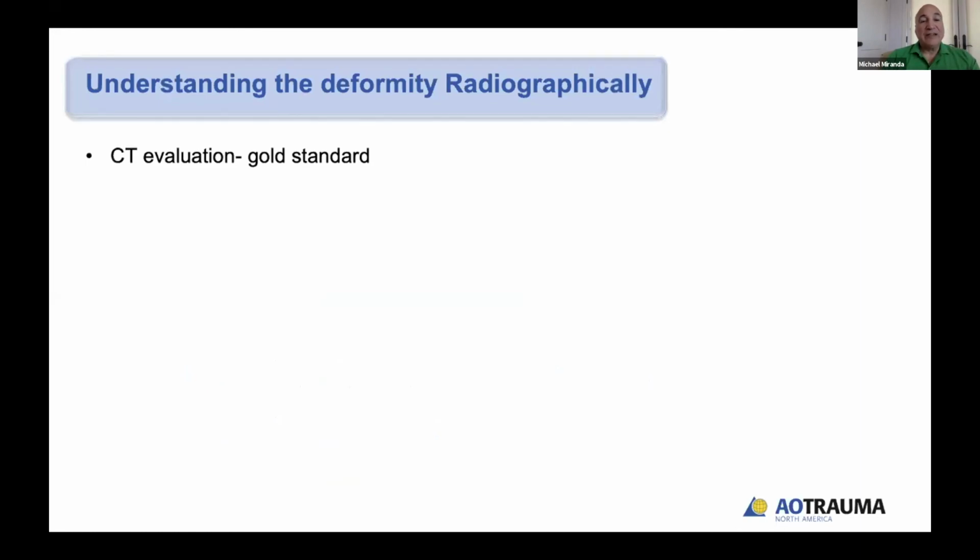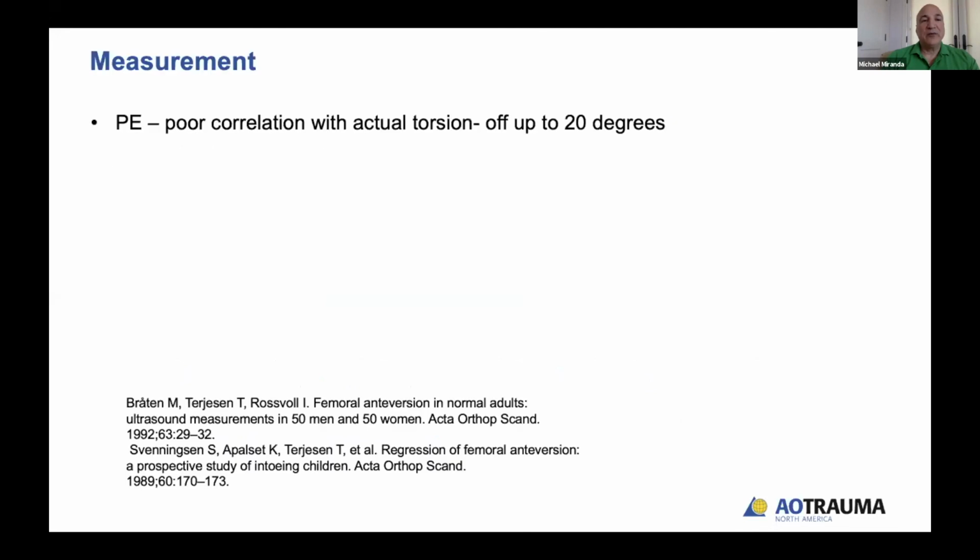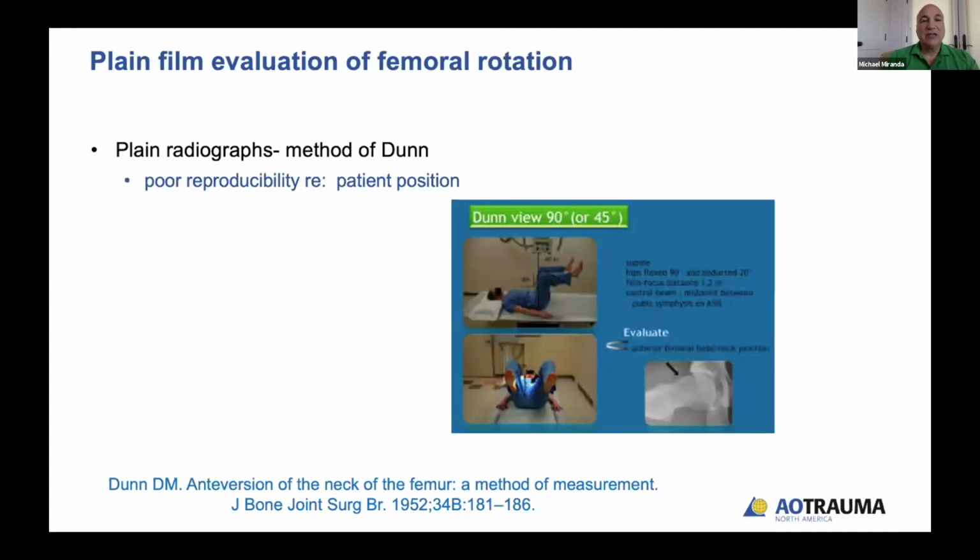So radiographic evaluation: CT is the gold standard. How did we get there? Well, we know that the physical exam has really a poor correlation with the actual torsion. Plain radiographs: the Dunn method is one way you can evaluate patients' rotation.